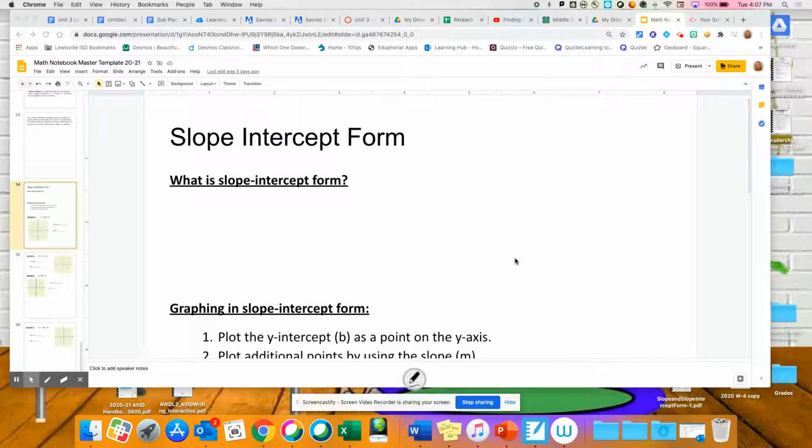Okay, so we're going to learn about slope-intercept form. Slope-intercept form is y equals mx plus b. Now the m represents our slope. Your slope is your change in y over your change in x.